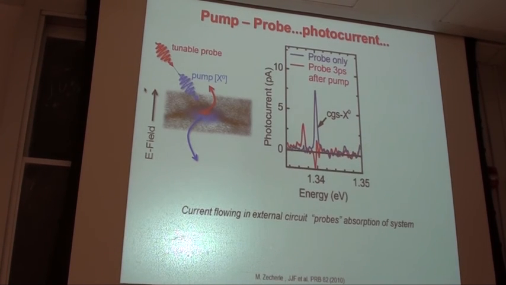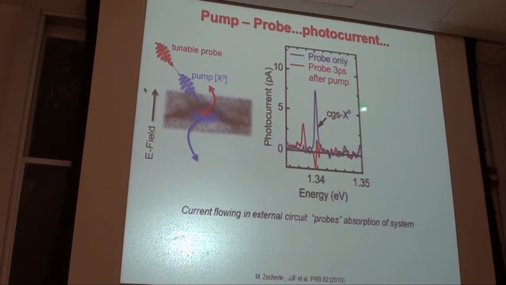Now, a much more interesting measurement is to look at what happens when I first pump the system resonant with this exciton, and then I come later on with a tunable probe. I'm tuning the probe frequency in the red curve. So the pump was here, and you'll see now I have a new absorption peak, which appears shifted to the low energy side of the exciton transition.